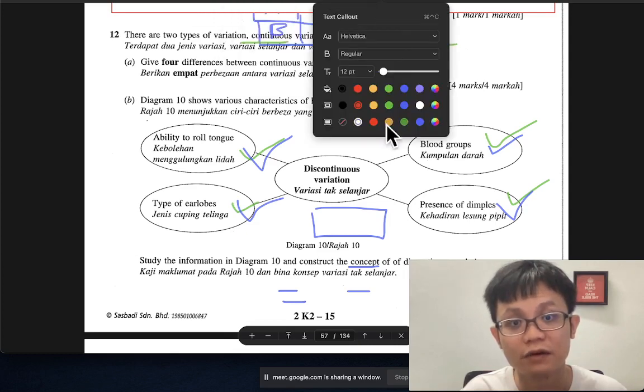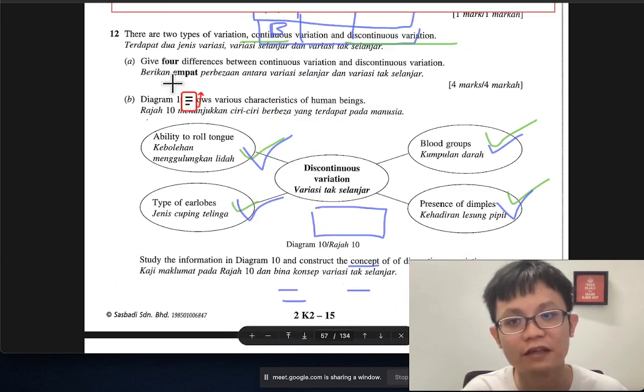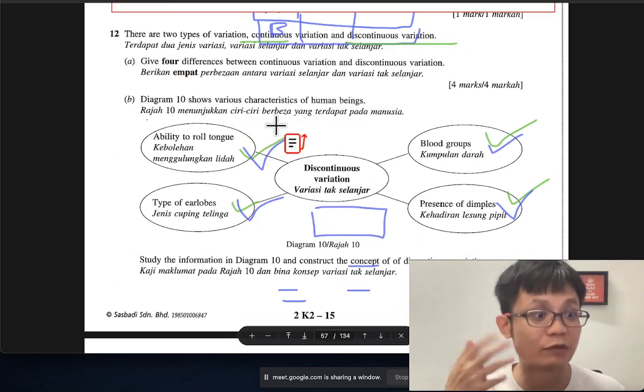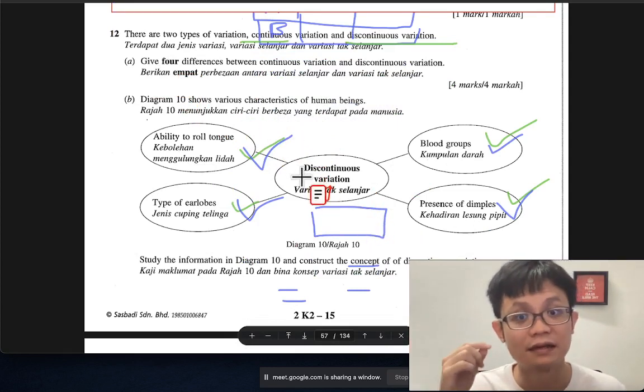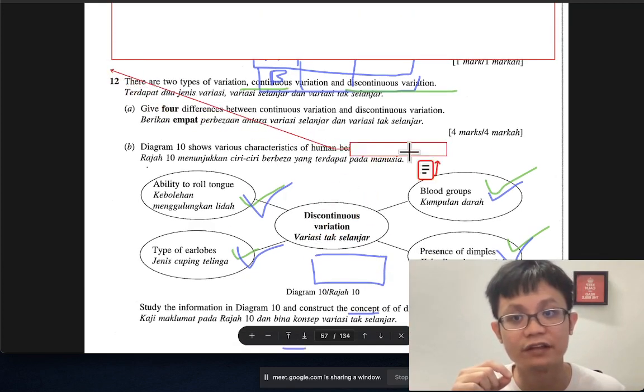Where's my text box? The first concept. Okay, why don't you tell me what are the few concepts that you want to talk about? I think since we don't have a hypothesis, we take the topic. The topic is discontinuous variation. So what are the concepts in discontinuous variation?